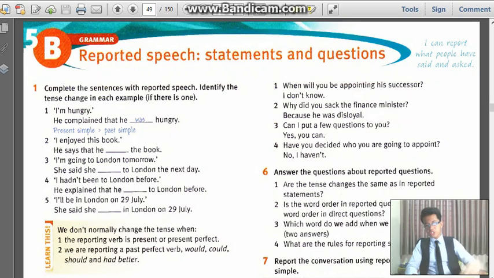Welcome back, ladies and gentlemen, and we are now at the lesson part, and we're gonna start our lesson right now. It is the Unit 5B grammar about reported speech, or statements and questions. And open your books to page number 50.